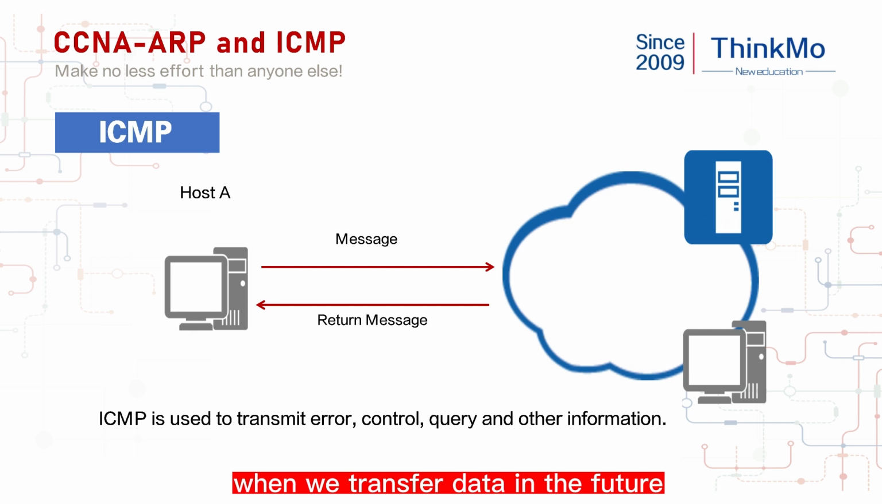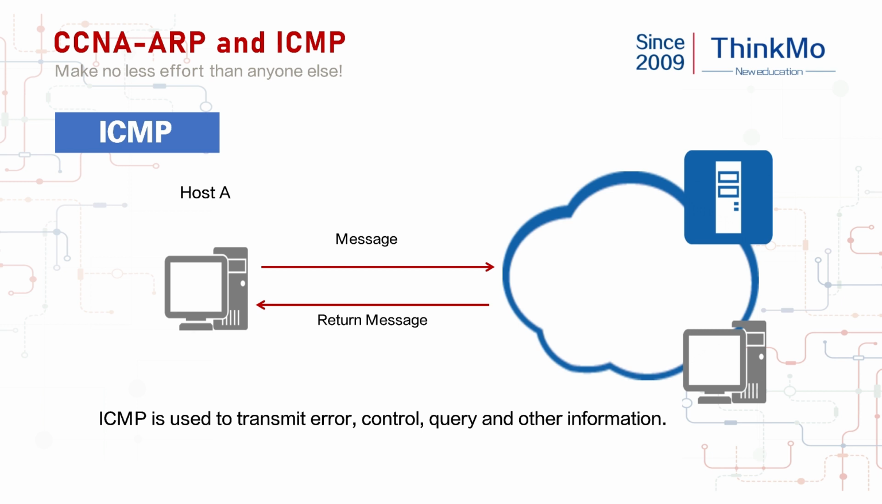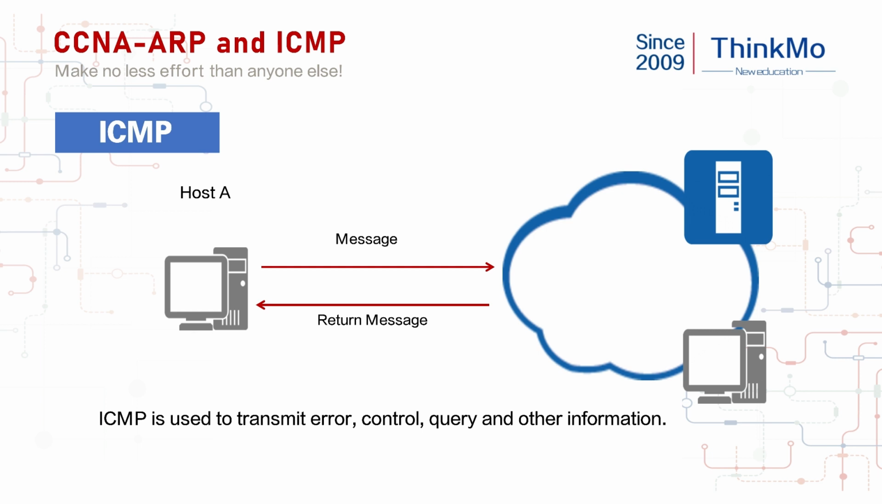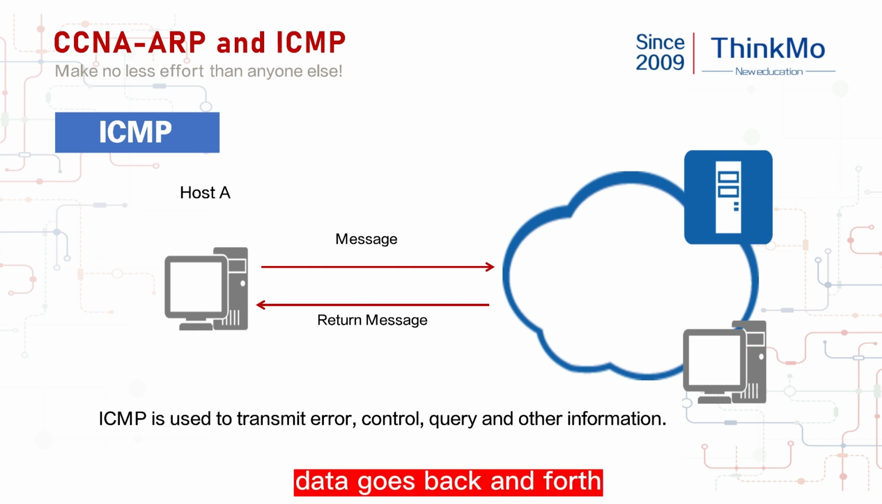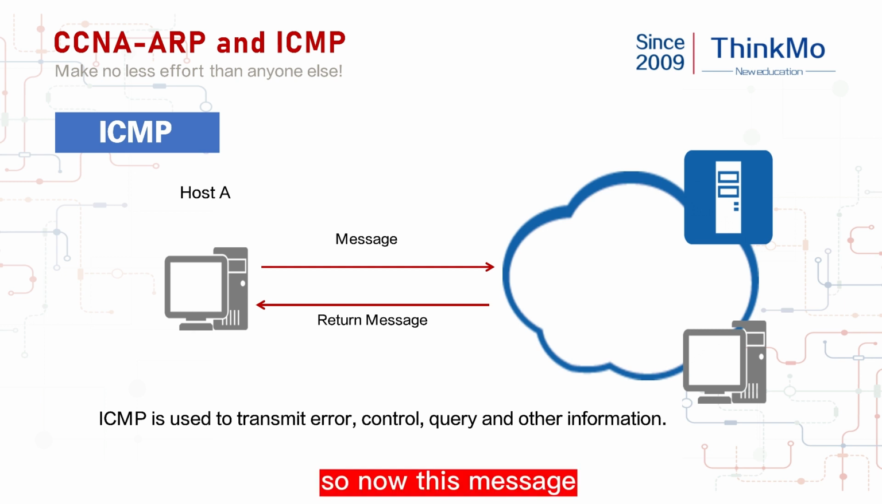When we transfer data in the future, the first thing to know is that for ICMP messages, the transmission of data pays attention to the back and forth of data. Let me explain what this means. The host sends a message to the peer. The peer needs to reply with a message. This is what we call data going back and forth. It represents that the 2 hosts are connected, and there is no error in passing between them. So this message is able to reach the other party, and the other party also allows returning data packets to host A.